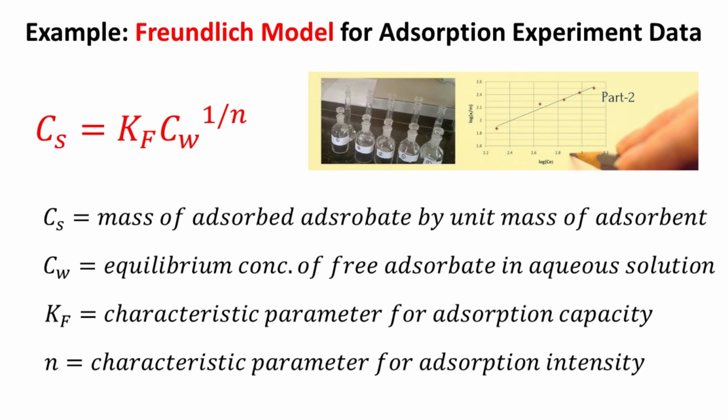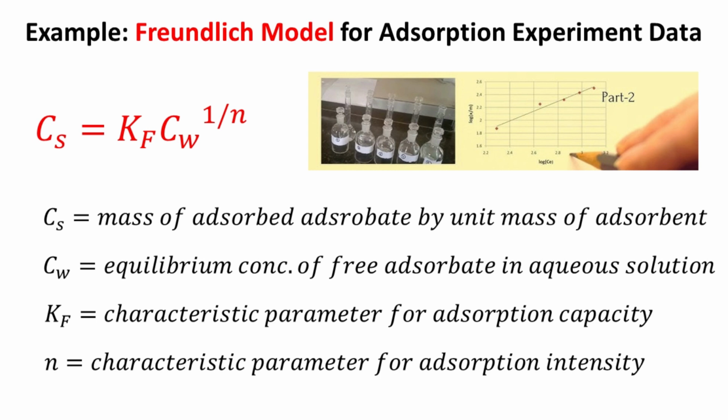It is commonly defined as the mass of the adsorbate by unit mass of the adsorbent, using a typical unit of milligram per liter. On the other side, Cw is the equilibrium concentration of the free adsorbate in the aqueous solution. Adsorption equilibrium is usually reached after hours of thorough contact between the adsorbate and adsorbent.